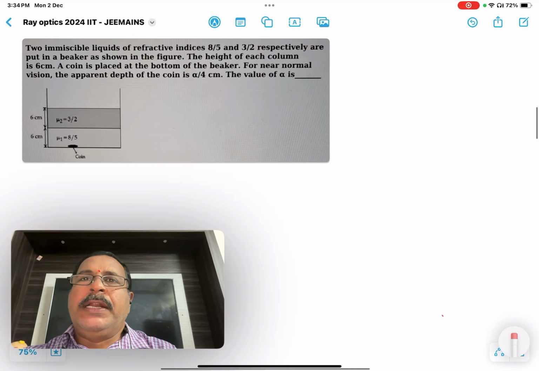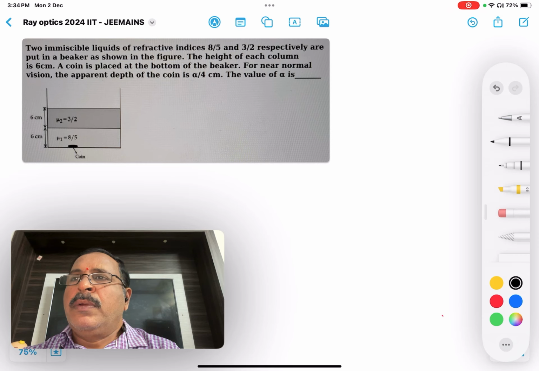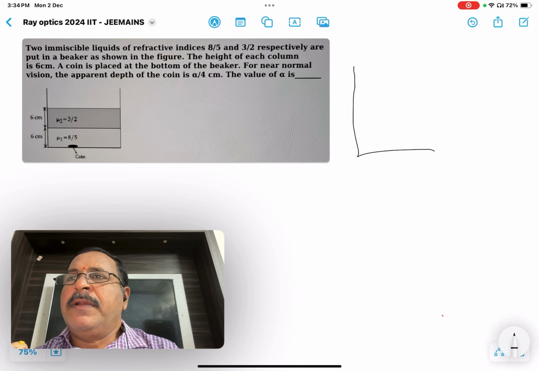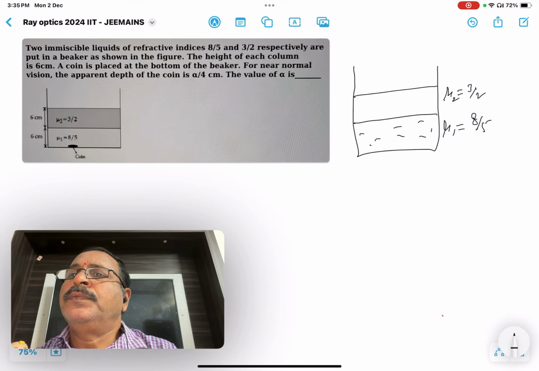The first question we are discussing: two liquids are given in a beaker. The first liquid has refractive index mu1 equal to 8/5, and the second liquid is floating on it. Its refractive index is mu2, that is 3/2. Their thicknesses are also given: T1 is 6 centimeters, and T2 is also 6 centimeters.